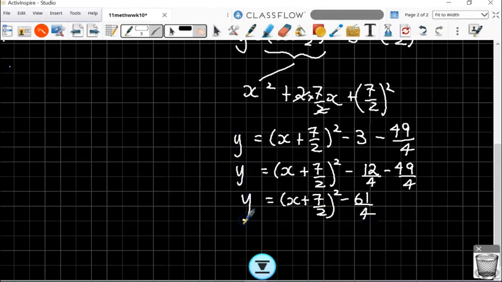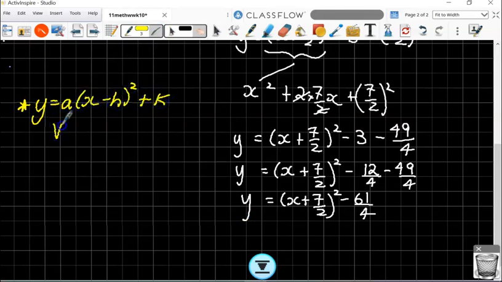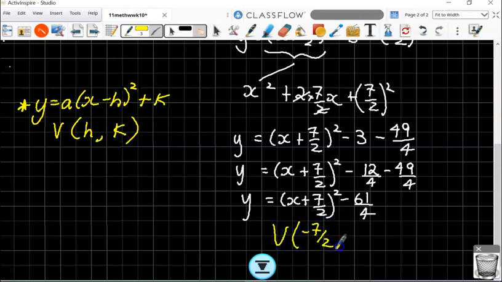What's the benefit of putting it in that form? I can easily find the vertex. When it is in the form y equals a, x take h squared plus k, my vertex is (h, k). So if the question said hence state the vertex, I could now go minus 7 over 2, minus 61 over 4. Sweet?